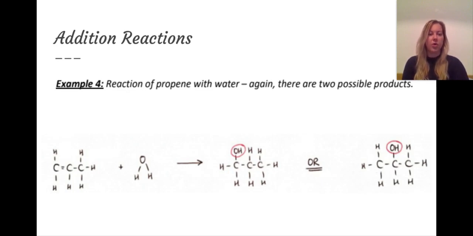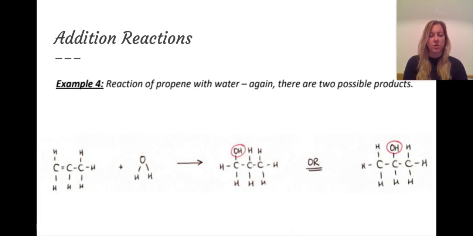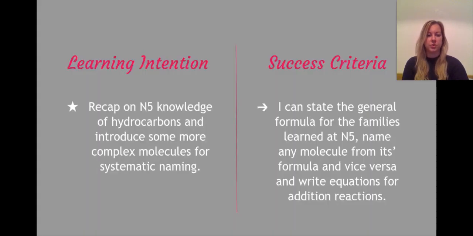Obviously, remember, if it joins onto the third carbon, that is still the first carbon if you turn that molecule around. So it's propan-1-ol or propan-2-ol which are produced.